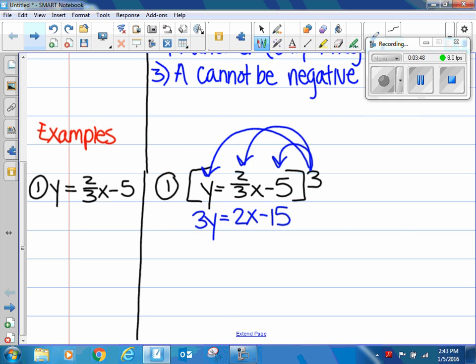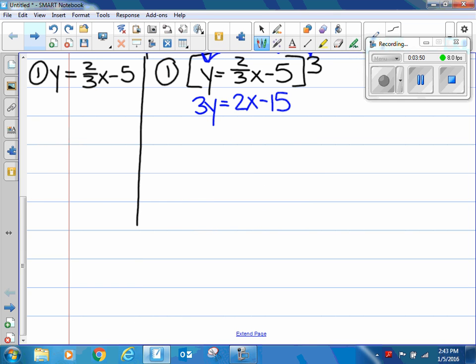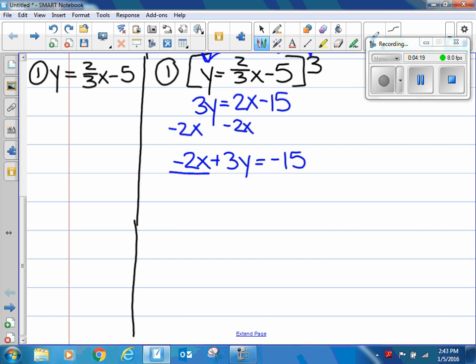So I got rid of the fraction. Now all I have to do is move over my x term to make it look like standard form. It needs to be ax plus by equals c. So I'm going to subtract 2x from both sides. Negative 2x plus 3y is equal to negative 15. Are we done? Not quite. The third rule says a cannot be negative, and we have a negative 2 here.